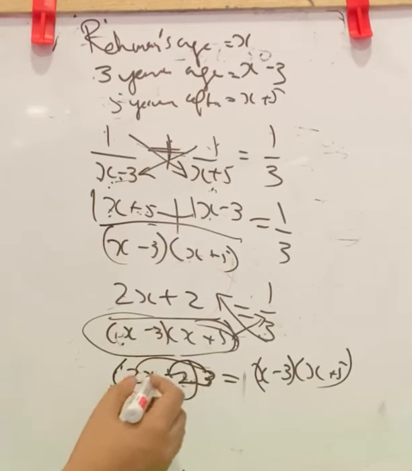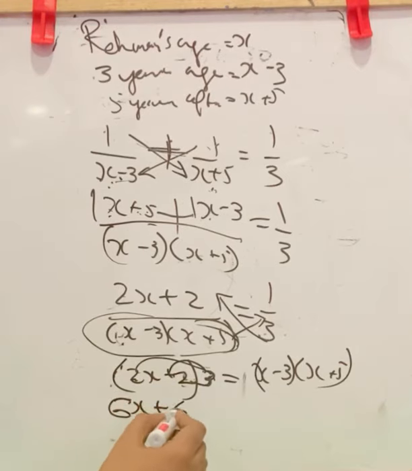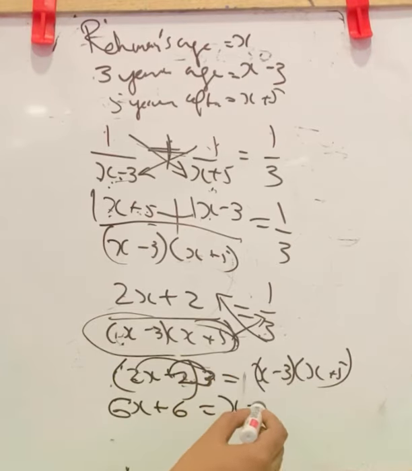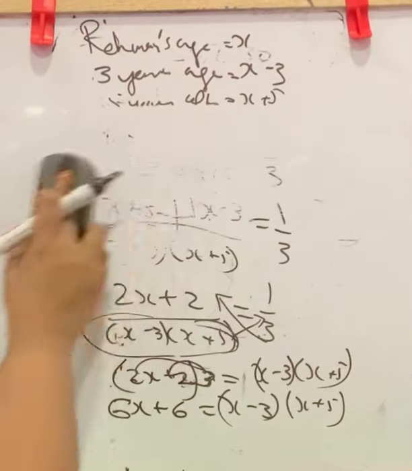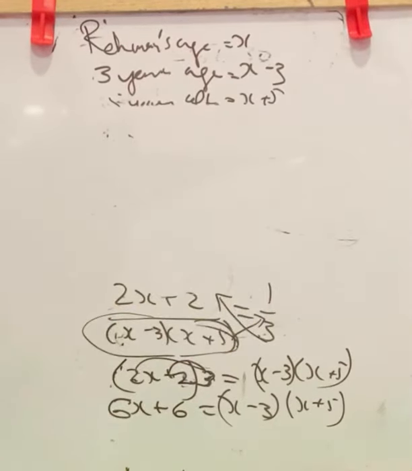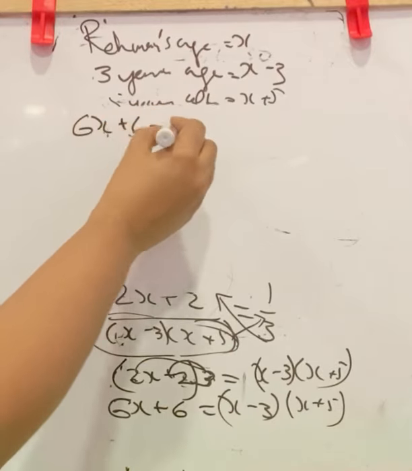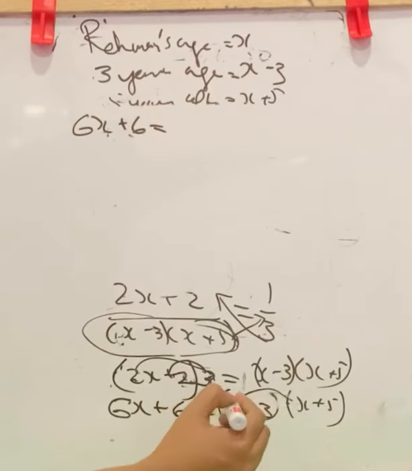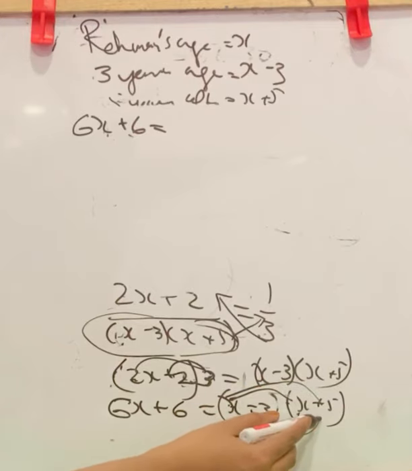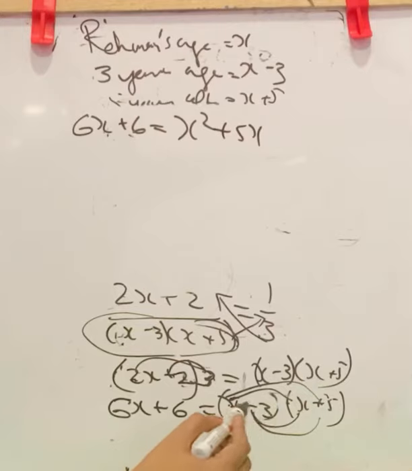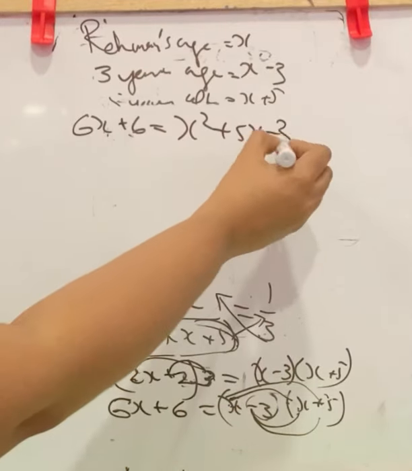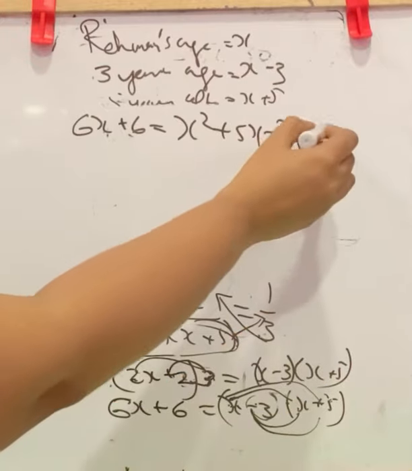Now you can open this. 2x into 3 is 6x, plus 3 twos are 6, equal to x minus 3 into x plus 5. Let us operate this. We have here 6x plus 6 equal to this. We can distribute this x and minus 3 to the terms in the next bracket. So x into x, x square; x into plus 5, plus 5x. Now next with minus 3: minus 3 into x, minus 3x; minus 3 into plus 5, minus 15.